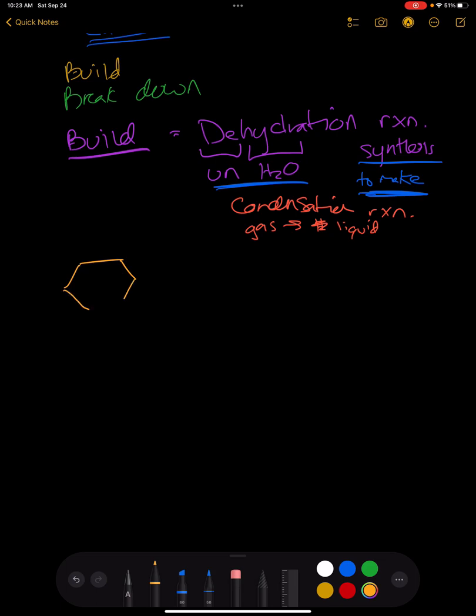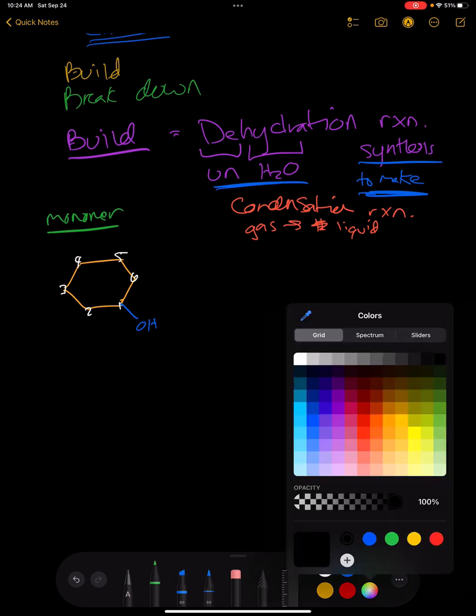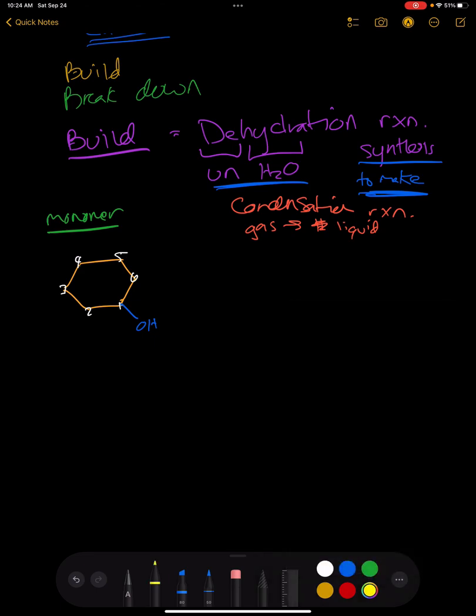If you watched the organic chem video, we know that this is a carbon ring, and there are carbons at every point: 1, 2, 3, 4, 5, 6. Then coming off of that, let's have a hydroxyl group, and we'll keep it like that. Now, this is one single thing. This is a monomer. If I'm going to take my monomers and build something, I'm going to build them into a polymer, because a polymer is just repeating units.